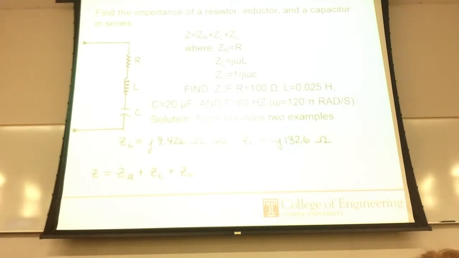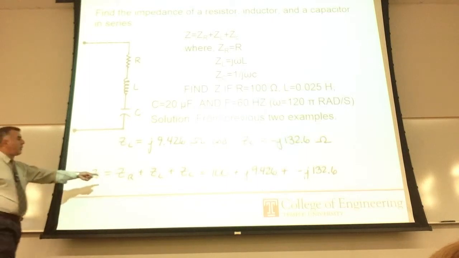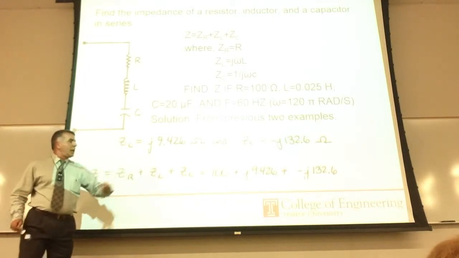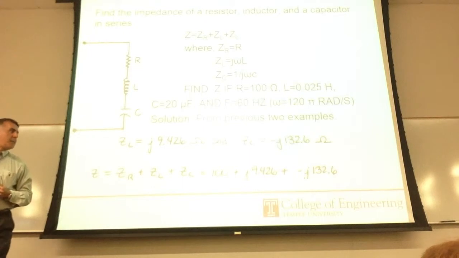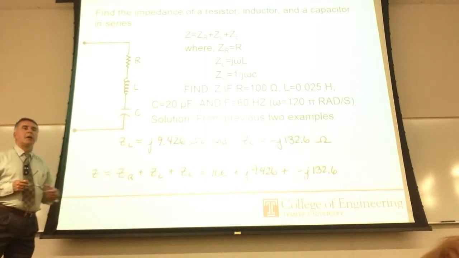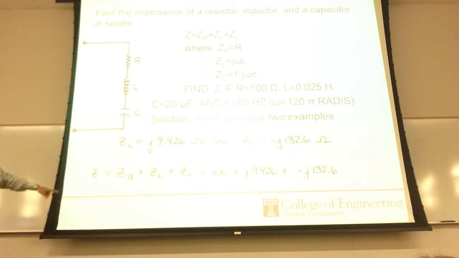Oh, very good. So we put the Z's there, and all we have to do is just replace the values. You've already found this in the three previous examples that we did in the classroom. So now I just put in the values: ZR, which is the 100 ohm, plus j 9.426, and minus j 132.6. What is the unit of this Z?